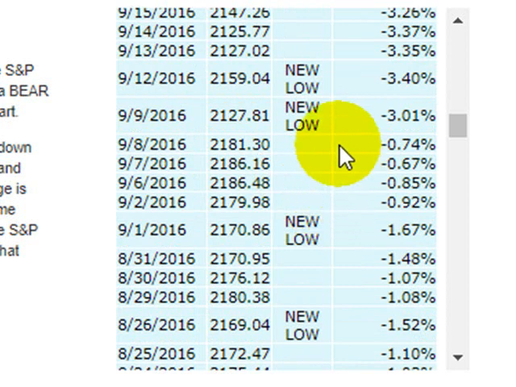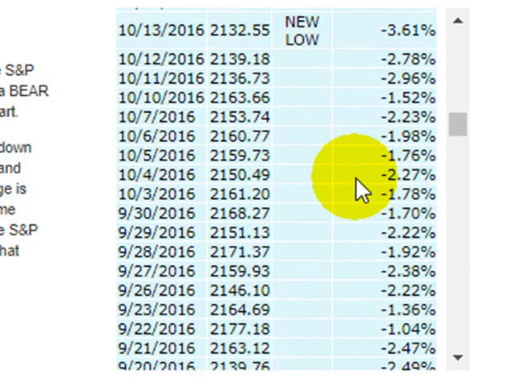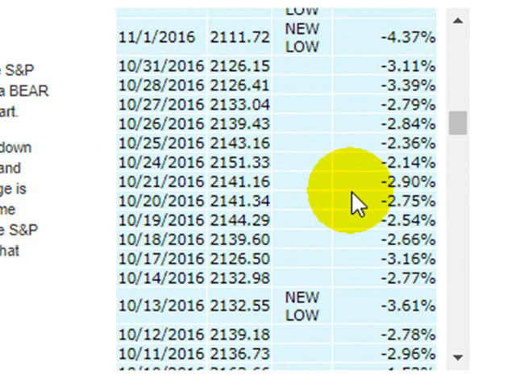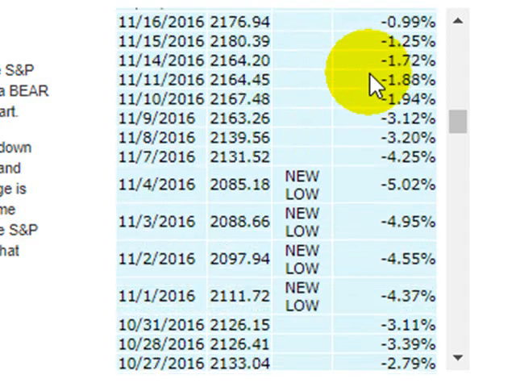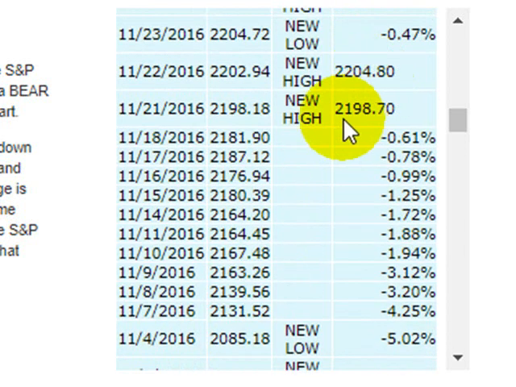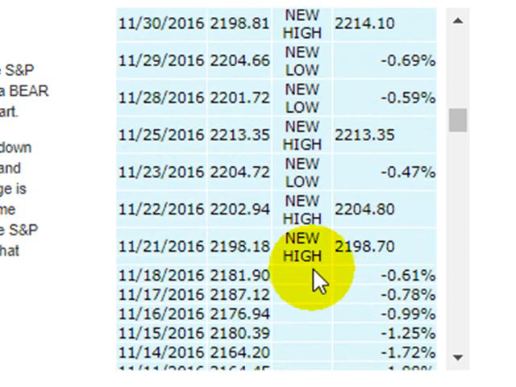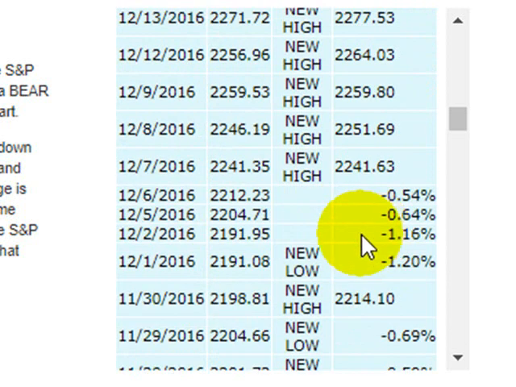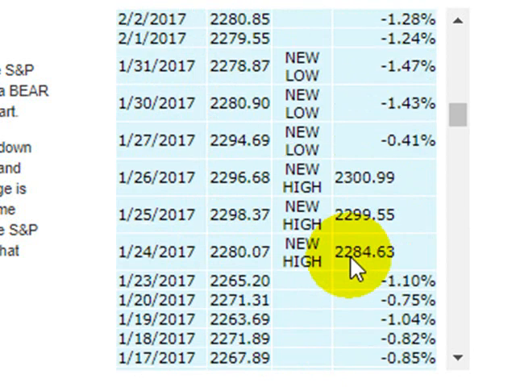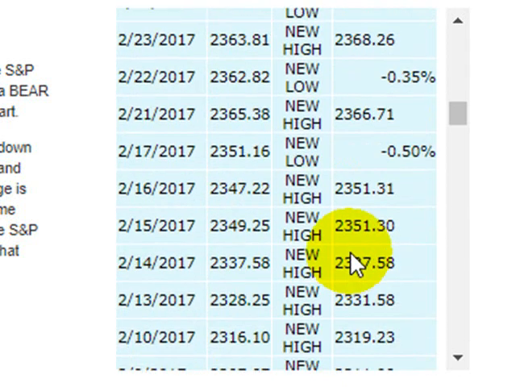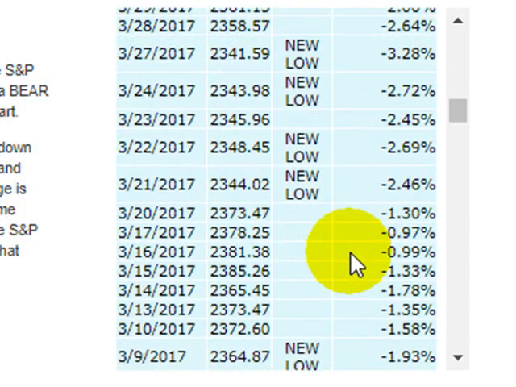So let's take a look here. -3, -3, -2, -1, -3, a new low. You see each one is marked a new low. Now it's down -5. Remember, we started at a -1, so we're down -4. And then it made a new high right here, so it has to start over. And we're again looking for a -5% now because we started with a new high.